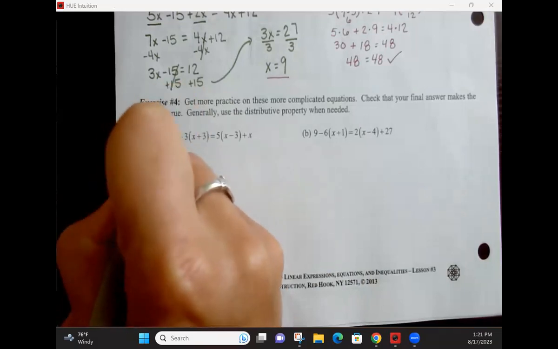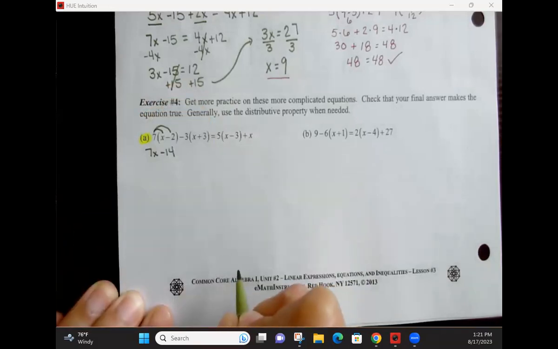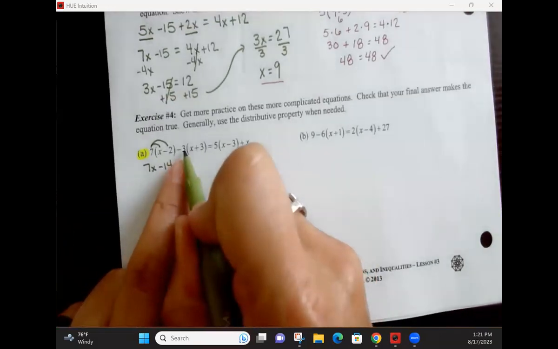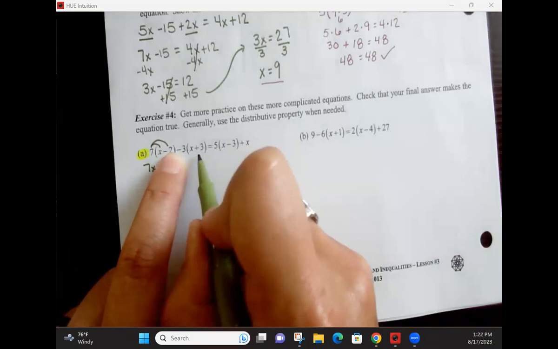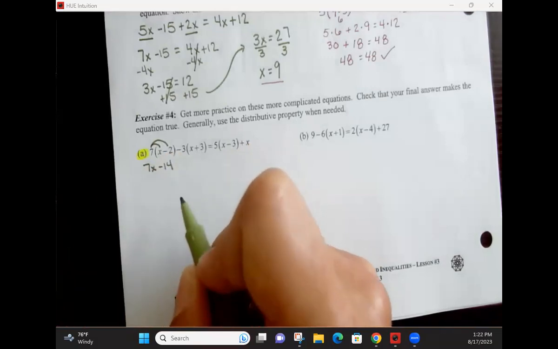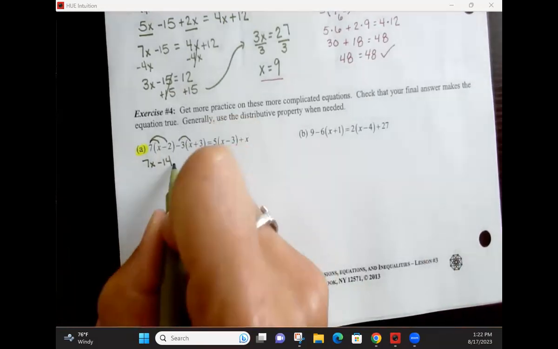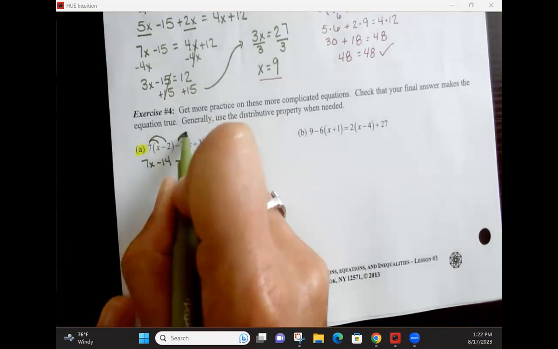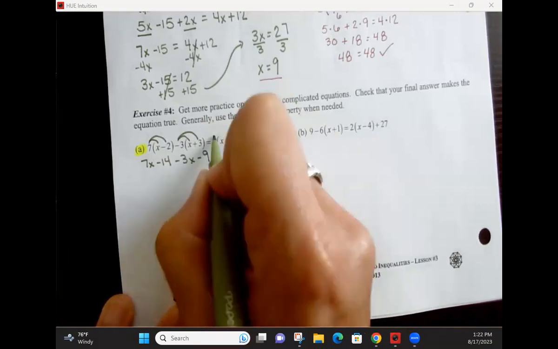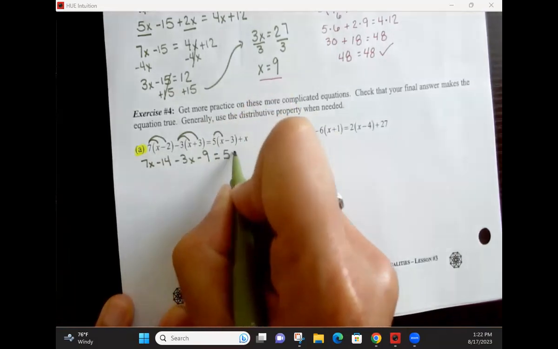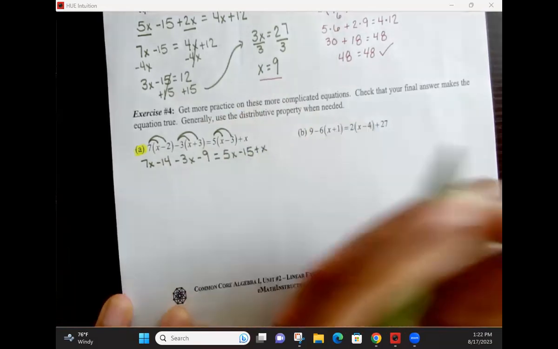So this would be 7x minus 14. And then this one's a little tricky because it's 3 that I need to distribute, but then I also need to subtract everything that I distribute. So I'm going to distribute not just 3, but negative 3, because that'll carry the subtraction through for me. So minus 3x, and then negative 3 times 3 would be minus 9, equals 5x minus 15 plus x.